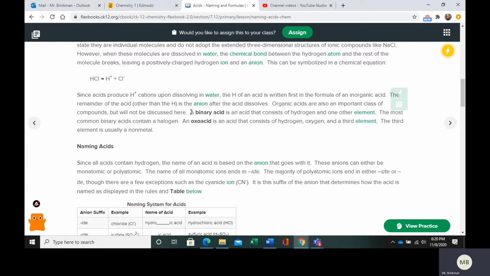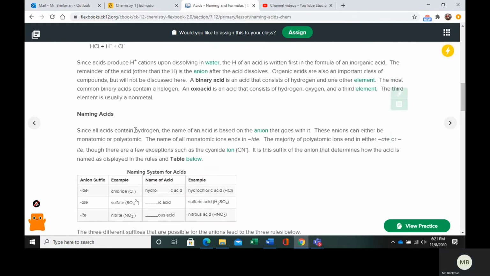A binary acid is going to be an acid that consists of a hydrogen and one other element. That's probably going to be the majority of what we'll look at. The most common binary acids are going to contain a halogen, so those ones with 7 valence electrons. An oxoacid is going to be an acid that contains hydrogen, oxygen, and a third element, usually being a non-metal.